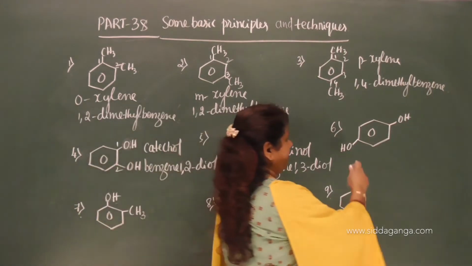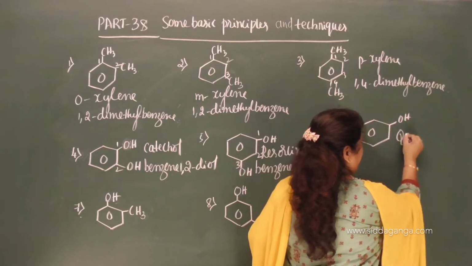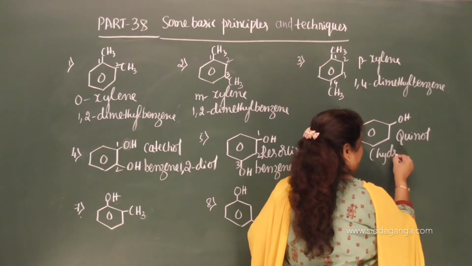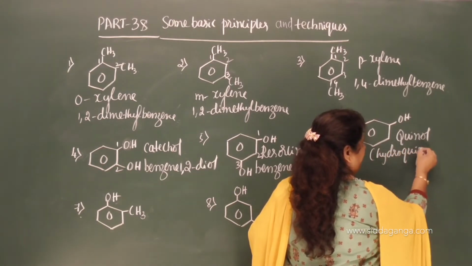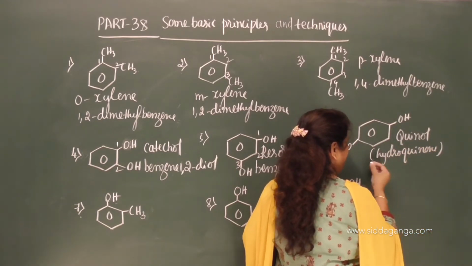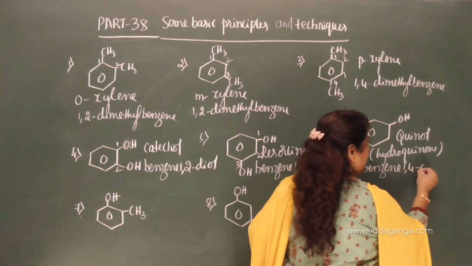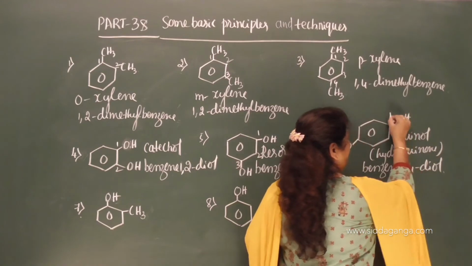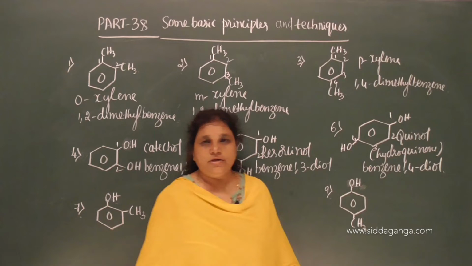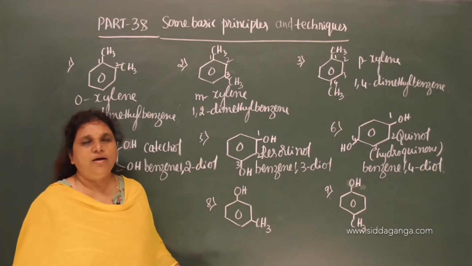So look at the position here, they are on opposite carbon, therefore the common name is quinol or hydroquinone. Hydroquinone is the common name, or quinol is one more common name, and the IUPAC name is benzene 1,4 diol. 1, 2, 3, 4. 1,4 diol. So why have I given locants 1, 4? Because it is at the para position.